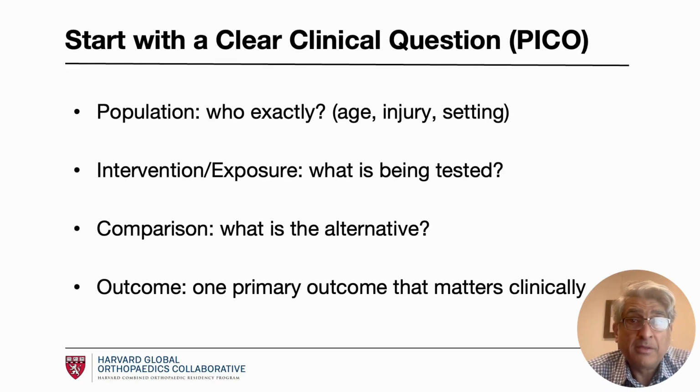Next, you need to spend disproportionate time here. This is the highest leverage step. A good PICO example: in adults with closed tibial shaft fractures, does reamed IM nailing reduce reoperation? So you want a very clear clinical question: population, who exactly; intervention or exposure, what is being tested; comparison, what is the alternative; and outcome, one primary outcome that matters clinically.